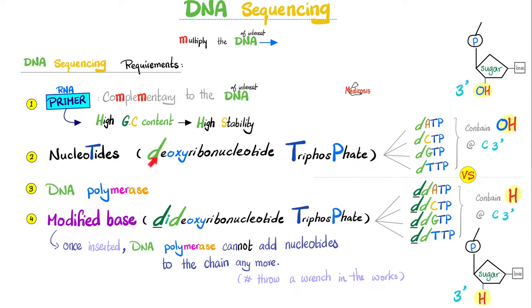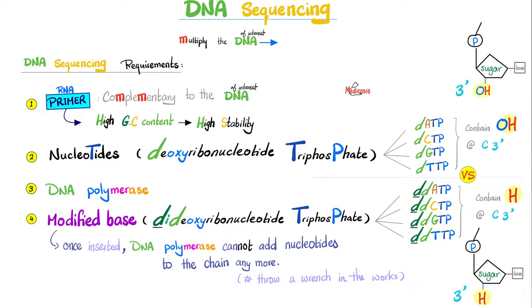What do you mean? Not just deoxyribonucleotide triphosphate, but dideoxyribo. Twice? Yeah. What do you mean? Look at the dATP, dCTP, etc. All of them had an OH group at the carbon 3' of the sugar. But I am dideoxy. I want you to remove another oxygen. Okay, we will remove another oxygen and you will be left with this. That's why it's called dideoxy.